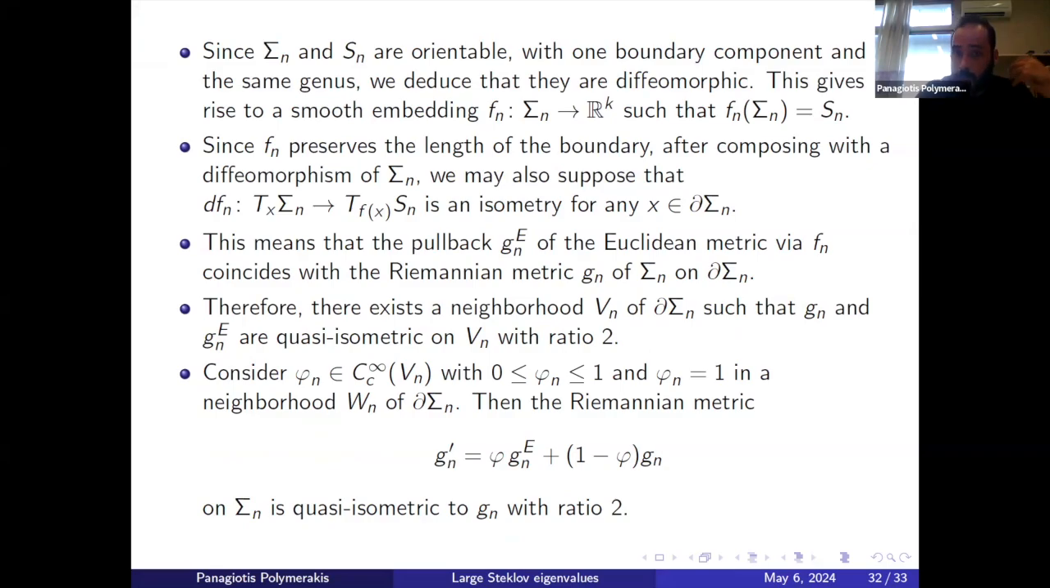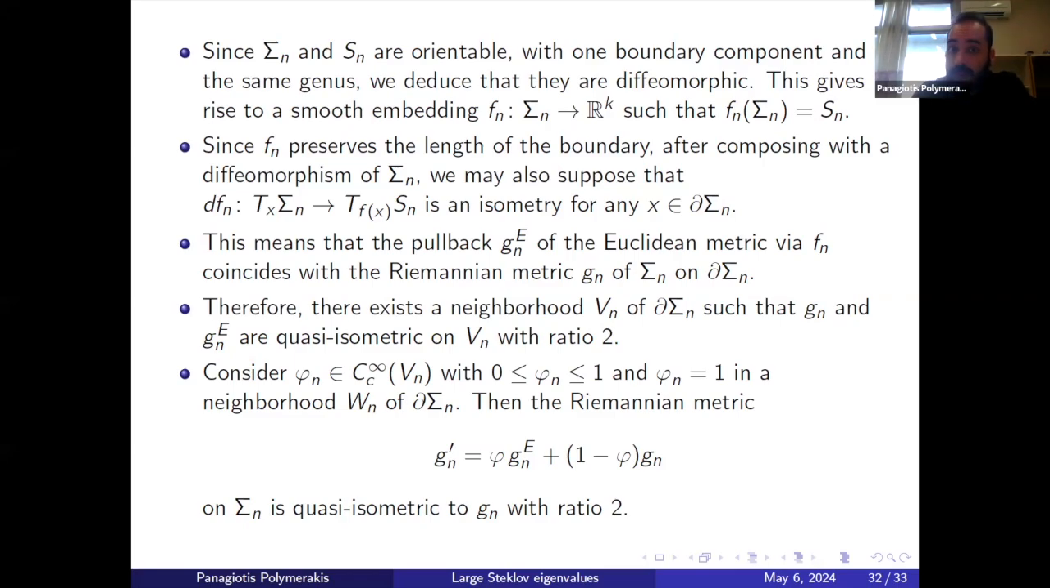So we have a diffeomorphism from sigma n to Sn, the surface in the Euclidean space, which we can compose with the inclusion of Sn in the Euclidean space and get a smooth embedding from the surface sigma n into the Euclidean space with image the surface Sn. Of course, this is very nice topologically, it's a smooth embedding. However, geometrically, it does not have any nice properties yet.